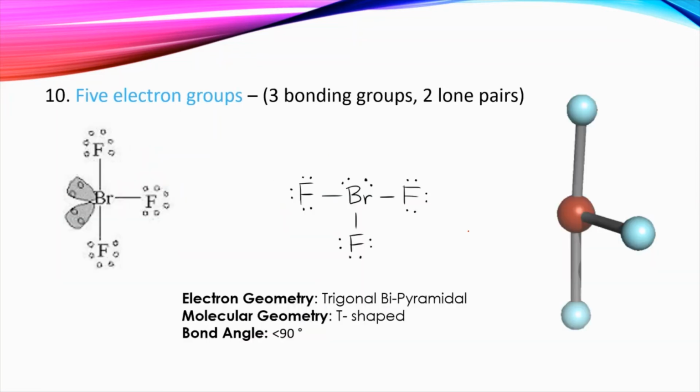Okay, next is going to be 5 electron groups, but 3 of them are bonding and 2 of them are lone pairs. Still trigonal bipyramidal electron geometry, but we call this one T-shaped, the molecular geometry, because the repulsion from these two lone pairs is going to squash those bonds together to form kind of a T. It's kind of a skewed T, and the bond angles are going to be less than 90. If it was a perfect T, these would be 90 degrees, right? But it's not a perfect T, so you have less than 90-degree bond angles, okay?